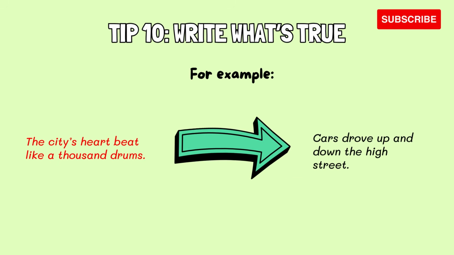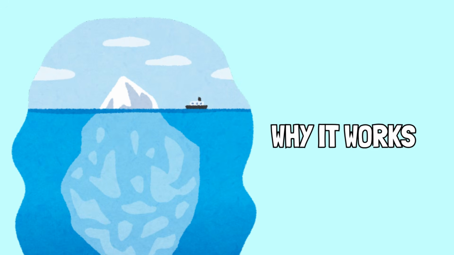For example, instead of "the city's heart beat like 1,000 drums," write "cars drove up and down the high street." The second sentence paints a vivid image without unnecessary metaphor, making it feel tangible and true. But why is this technique so powerful? Why do stories hit harder when we have to figure them out ourselves?